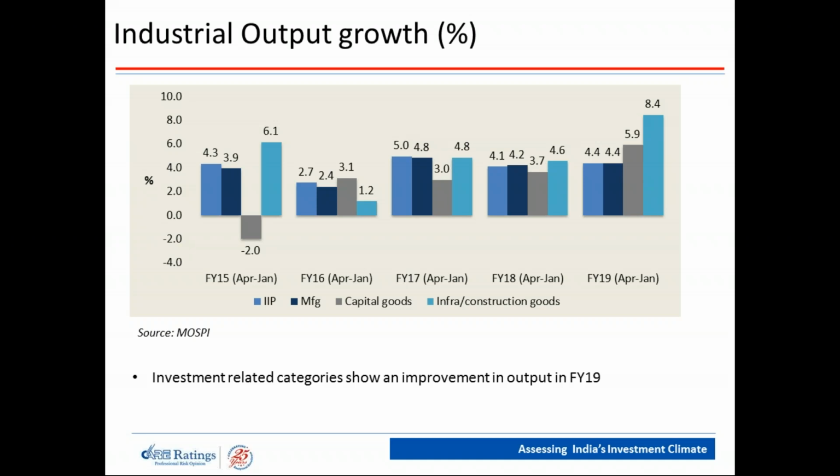The IIP growth numbers for the investment related categories too show an improvement. The year-on-year growth in output of capital goods at 6% and infrastructure goods at 8.4% in the first 10 months of FY19 has been the highest since FY15. This is indicative of higher investment activity.